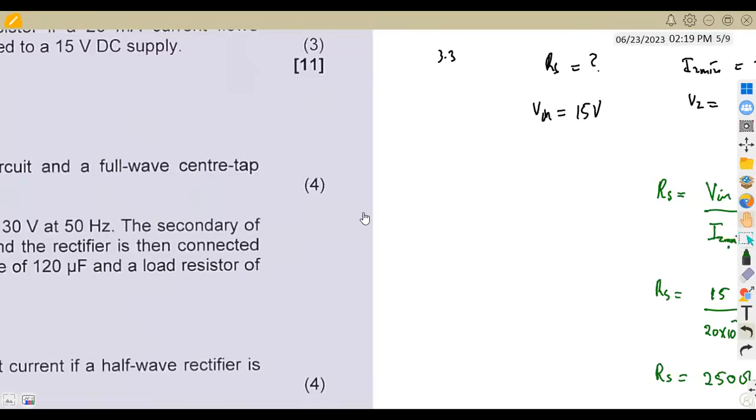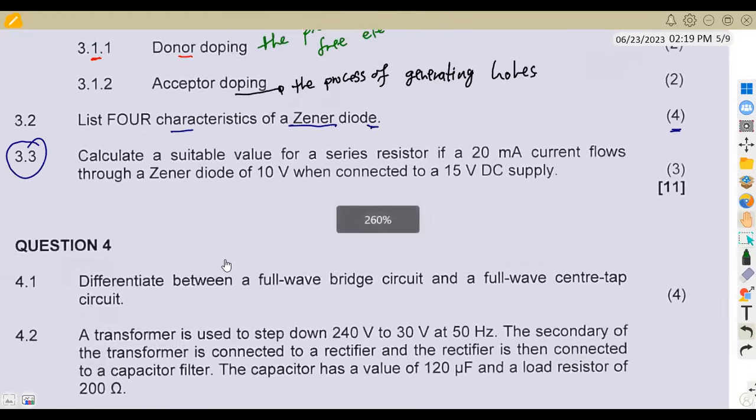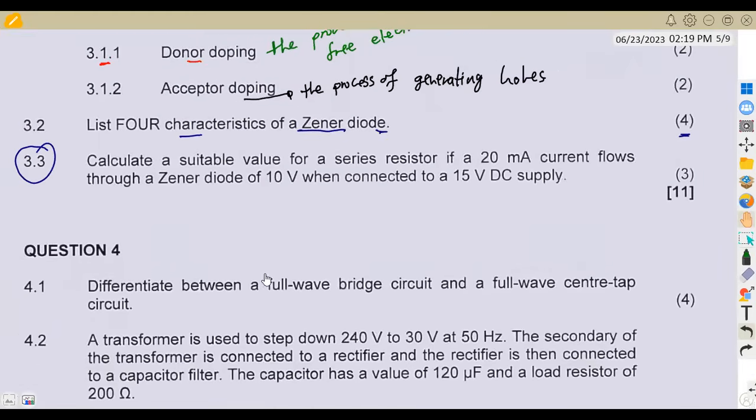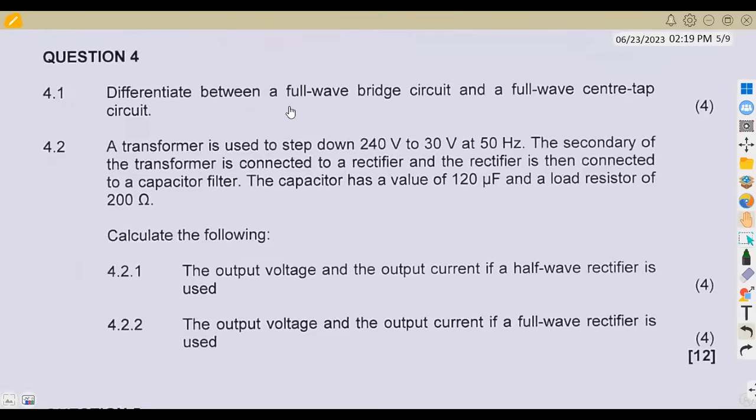All right, so that was our question 3. The whole of question 3 having 11 marks. All right, so that's 11 marks. Then question 4, we were given to differentiate between a full wave bridge circuit and a full wave center tap circuit. What are the differences between these two? So take note, guys, we need the differences. All right, so this is what I want you to have.